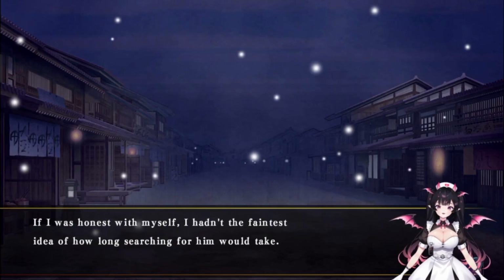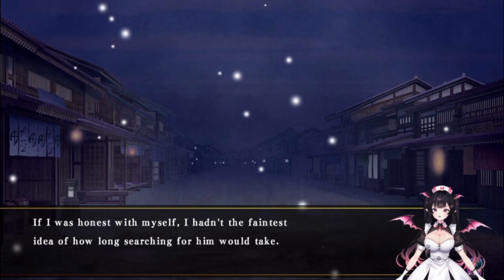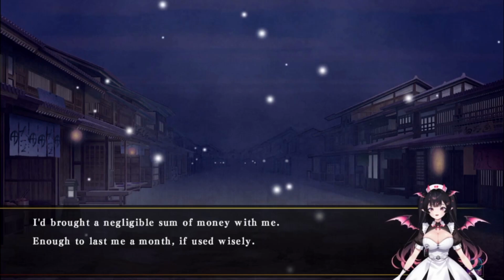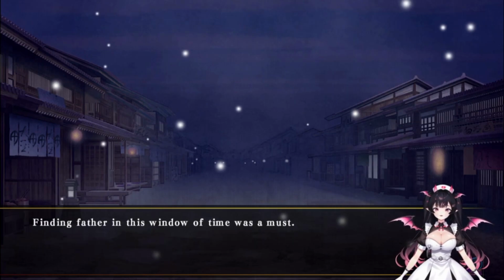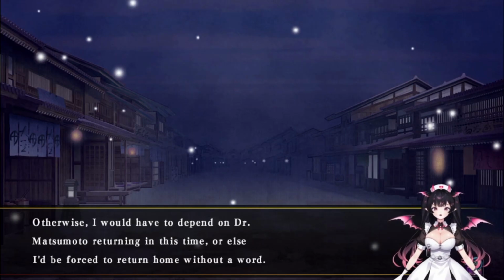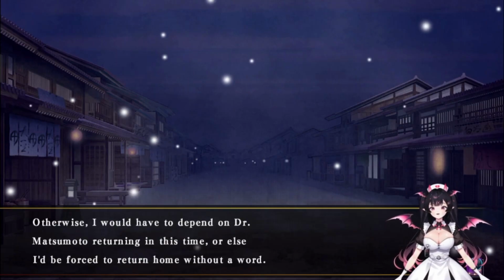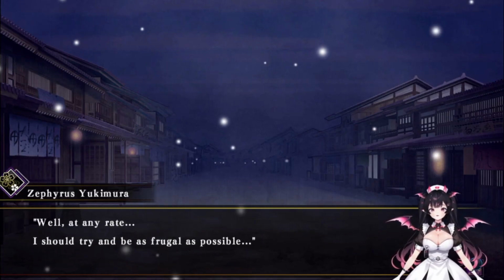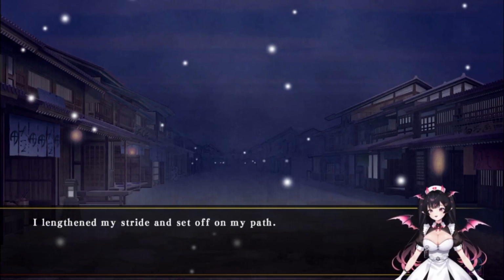If I was honest with myself, I hadn't the faintest idea of how long searching for him would take. I'd brought a negligible sum of money with me, enough to last me a month if used wisely. Finding father in this window of time was a must. Otherwise, I would have to depend on Dr. Matsumoto returning in this time, or else I'd be forced to return home without a word. Well, at any rate, I should try and be as frugal as possible. I lengthened my stride and set off on my path.